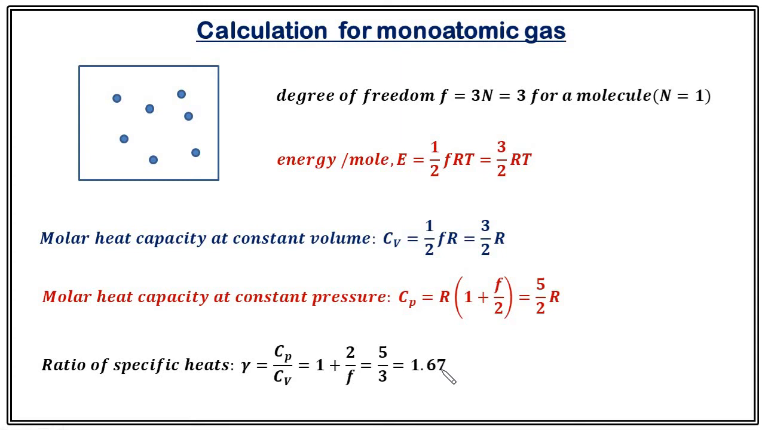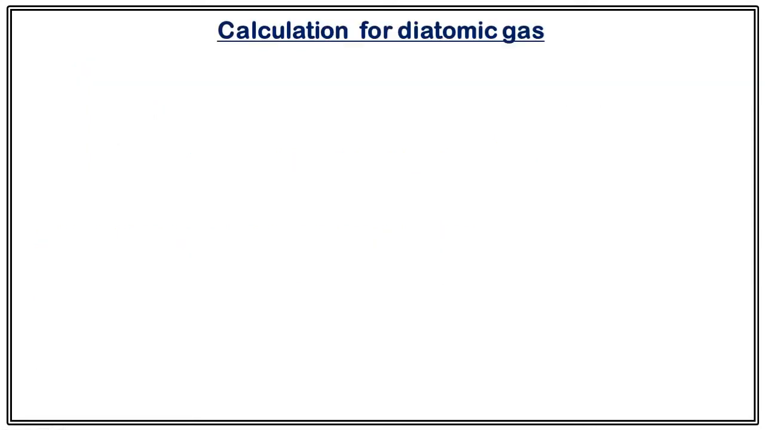Look how easily we have calculated all these quantities without performing any kind of analysis. We have just assumed that the gas is monoatomic, and we know the degree of freedom for such a case, and we have just calculated it. You will find there is excellent agreement of all these quantities with the experimental observation. Let's calculate these quantities for a diatomic gas.